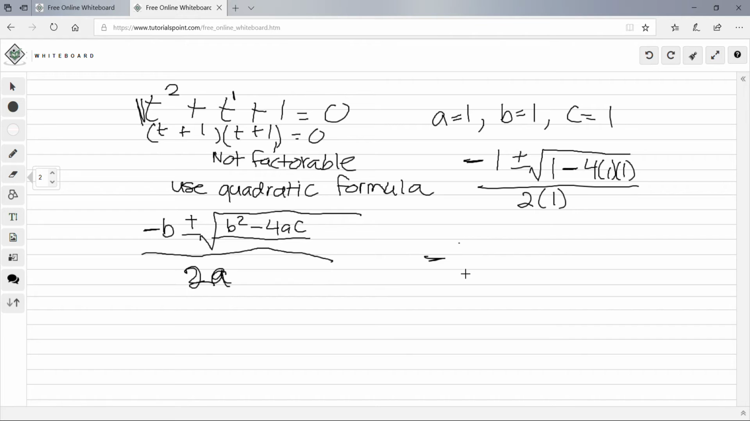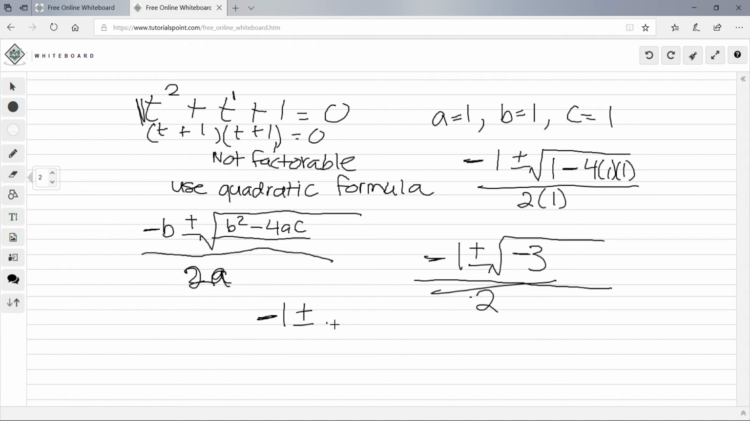Negative 1 plus or minus root of 1 minus 4, which is negative 3, all over 2. Make sure it's all over 2. Okay, remember the rule: we cannot have a negative inside the radicand, so you have to factor out an i. So our answer should be negative 1 plus or minus i square root of 3, all over 2.